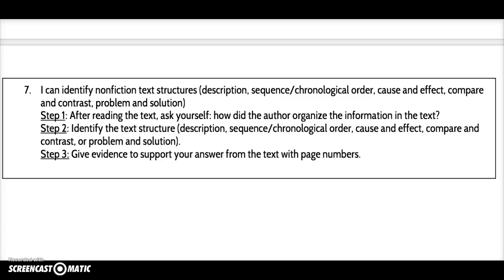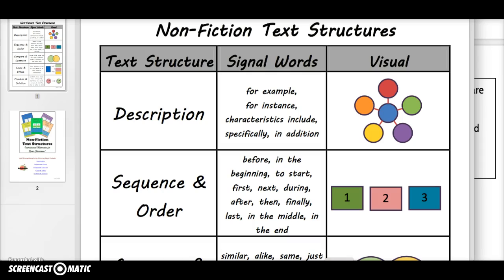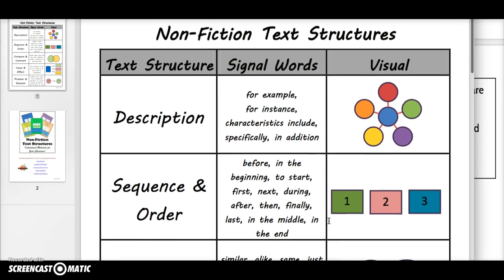So what I'm going to do is go over those different text structures, and then I'll tell you the steps to find the text structure. I've got this graphic here that shows you the different types of text structures, and I'm going to go through each one and give you an example of what it looks like.